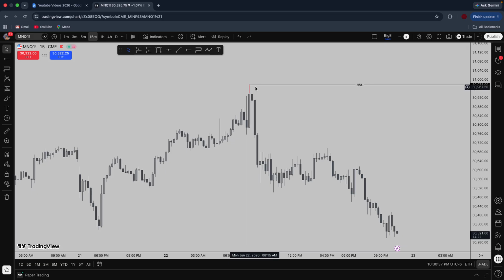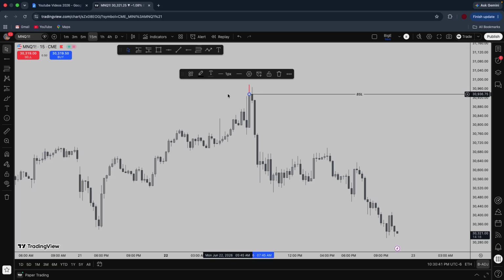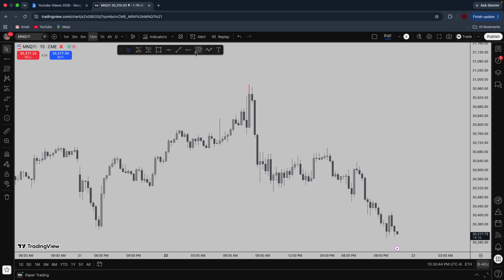Sometimes there is no wicks, so just mark the highest point between the two candles, or sometimes it's just one candle. And if there's like 3 candles or 4 candles that are all around a similar height, just mark whatever one you want. It'll most likely sweep all of them.